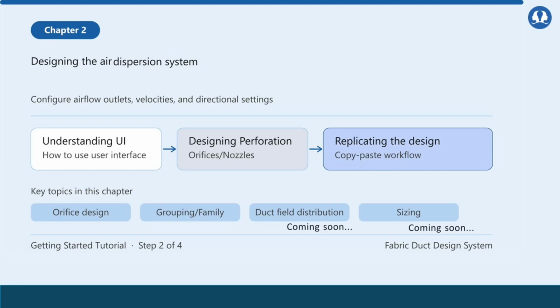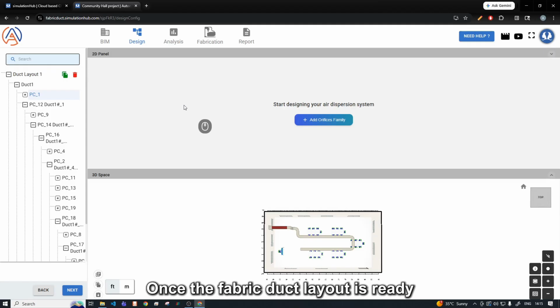The goal of this chapter is to understand how we can define perforation patterns on fabric duct pieces and prepare the system for airflow validation. Once the fabric duct layout is ready, we can move into the design stage.